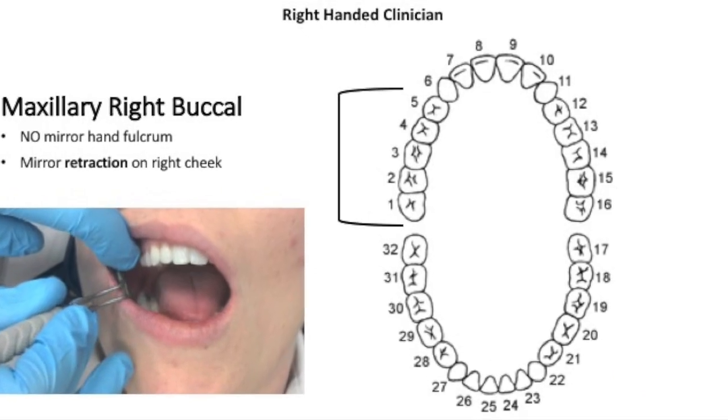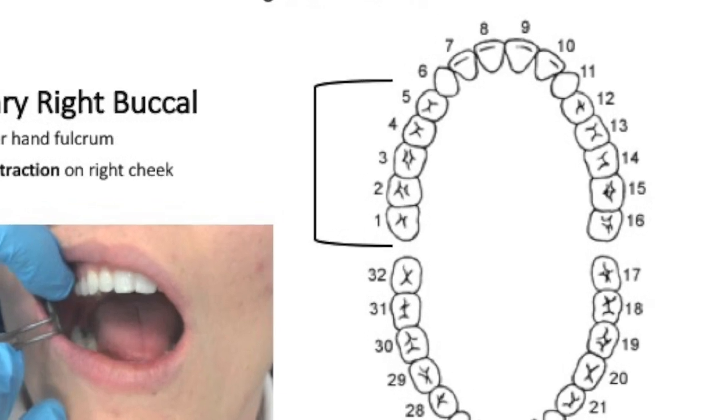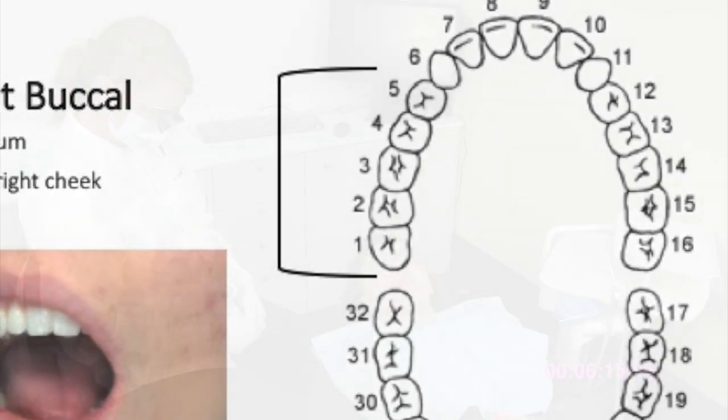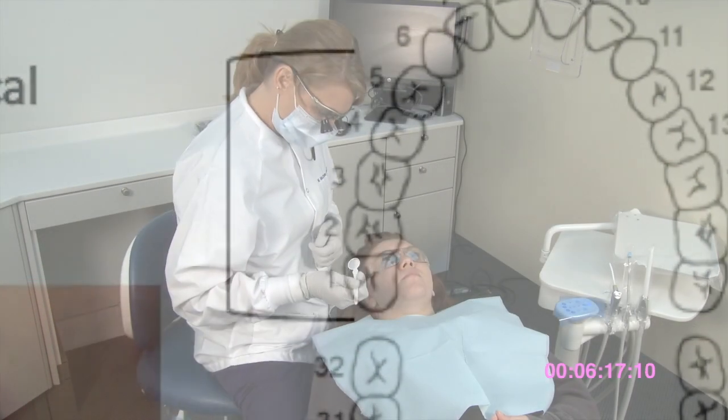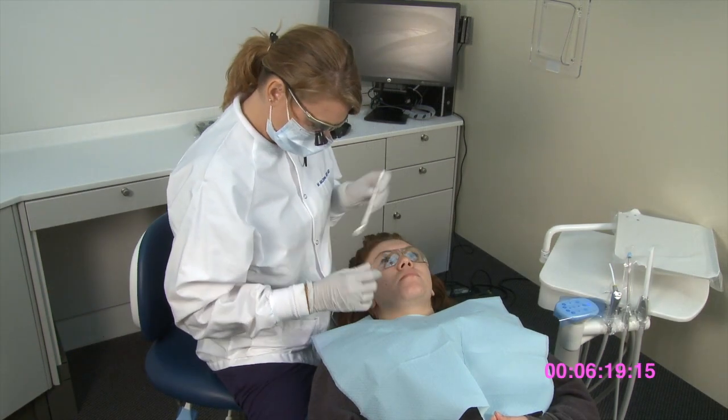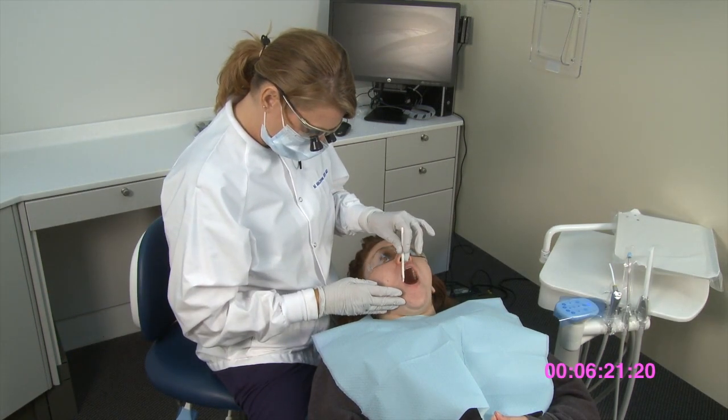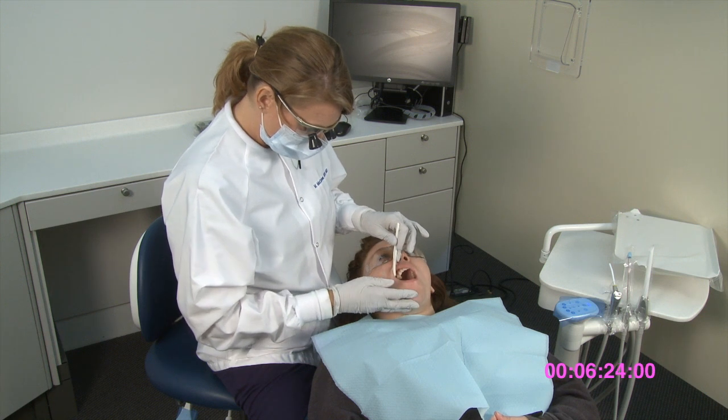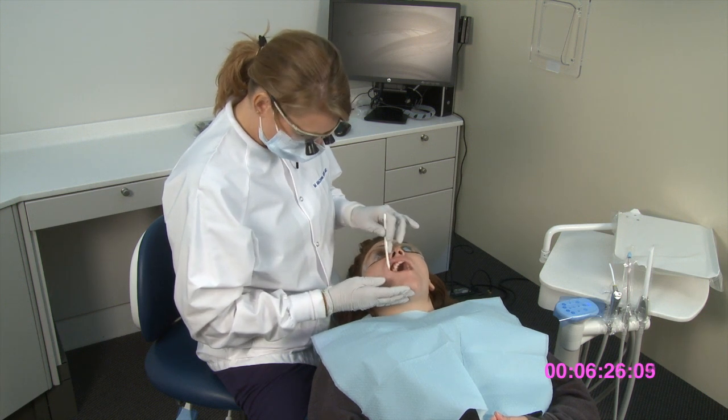Maxillary right buccal. There is no mirror fulcrum, but we retract the cheek with the mirror. The patient is turned slightly away with the chin up. The clinician is sitting at a 10:30 position. Remember, for maxillary instrumentation, the light is at an angle overhead.